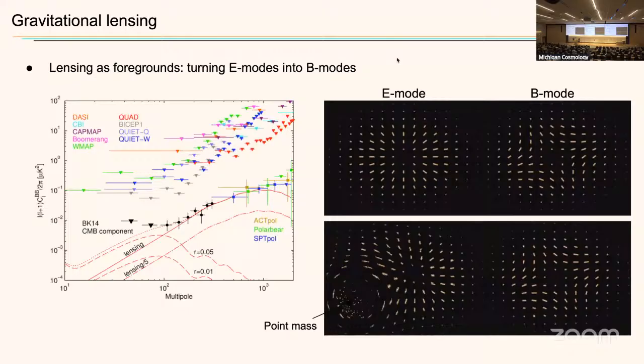Pivoting a little bit from lensing to a nod to polarization, lensing can turn your E mode polarization into B mode polarization. And this is a huge issue for getting to our tensor to scalar ratio measurements. As an exaggerated example to build intuition on how this is done, if you put a point mass in front of your E mode, suddenly it looks kind of curly and it can be registered as a B mode.